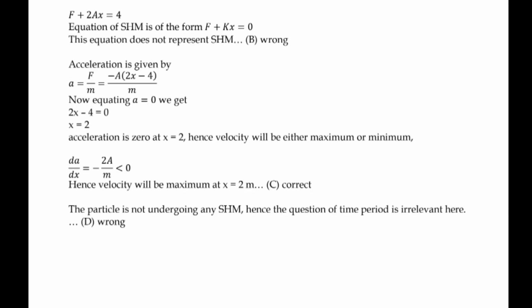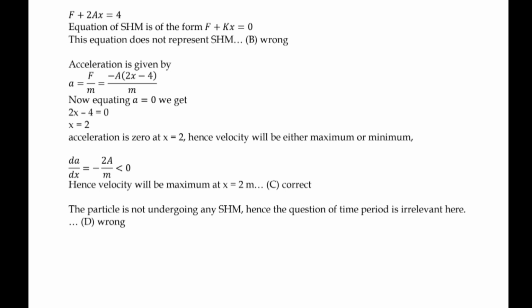Now to check the third option, what we do is first calculate the acceleration, which is force divided by mass. Now we see this acceleration becomes 0 when we put x equals to 2. So that means at x equals to 2, the acceleration is 0, which implies that the velocity will either be maximum or minimum. But the question is, is it maximum or minimum?